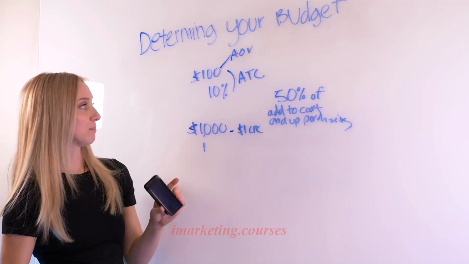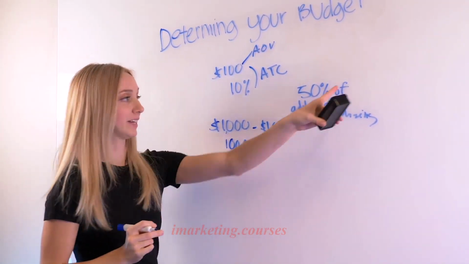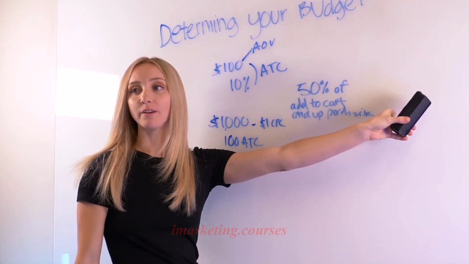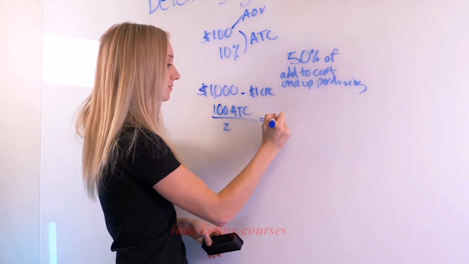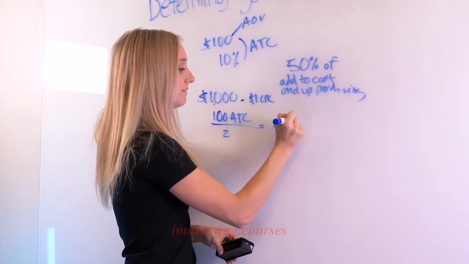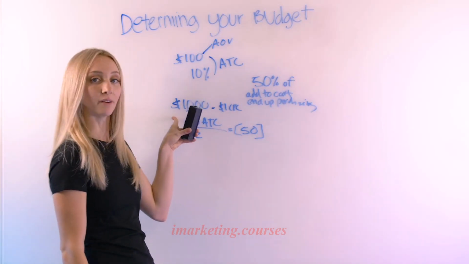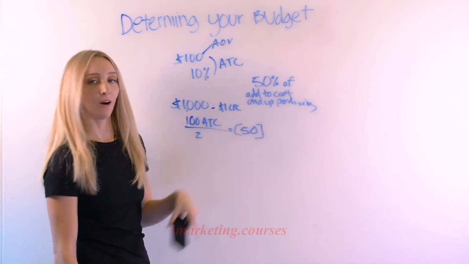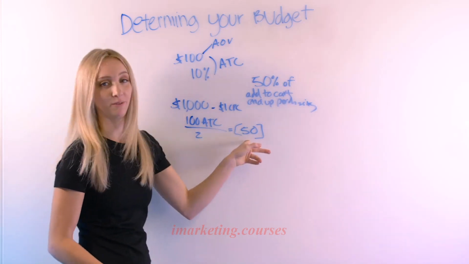Out of those 1,000 people, 100 people are going to add to cart. And then I have a 50% add to cart to purchase ratio. So divide that by 2. That means 50 people from the $1,000 that I spent on TikTok ads are going to purchase, because I'm assuming that half of the people that add to cart are ultimately going to purchase.